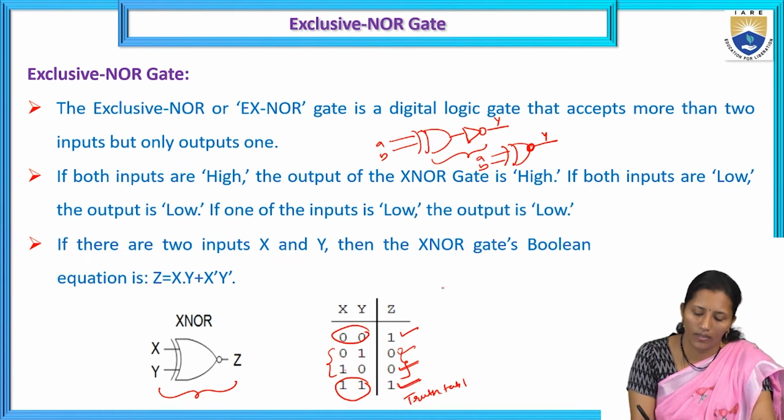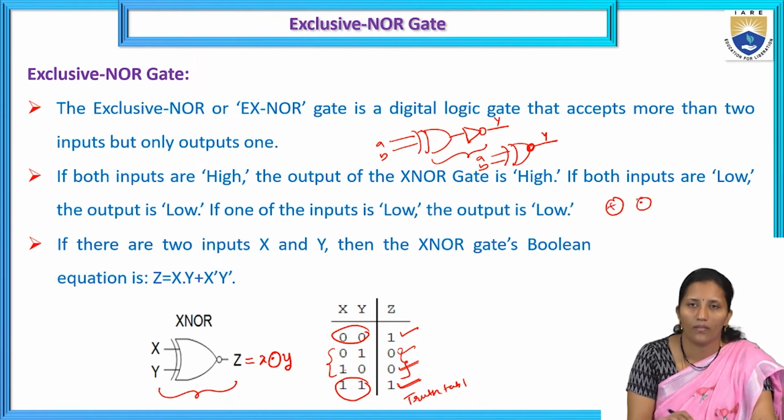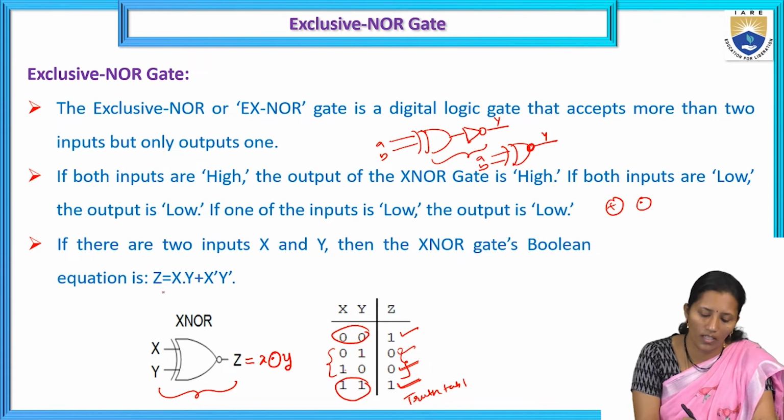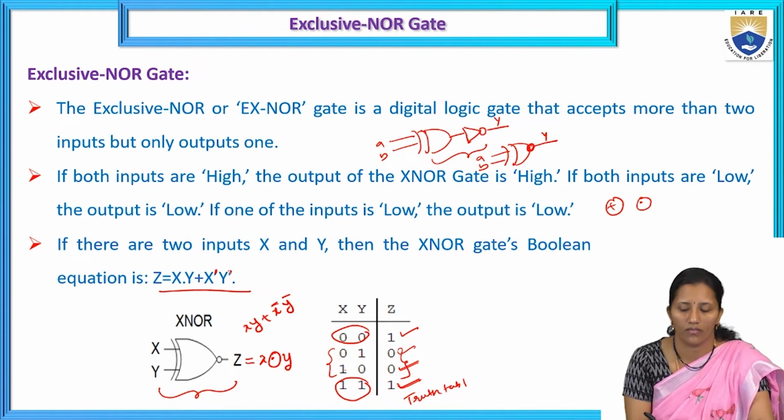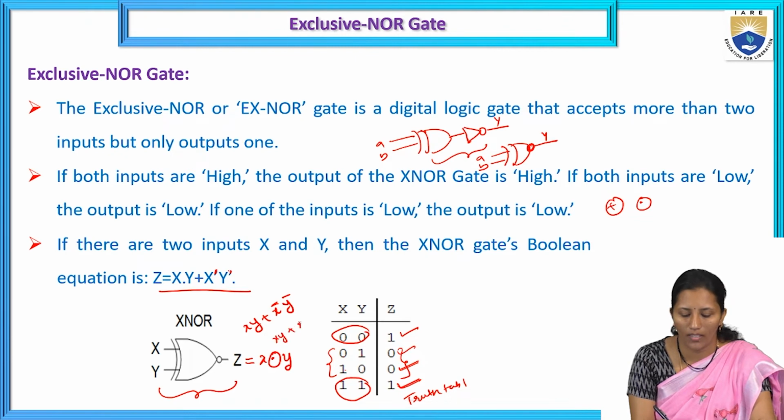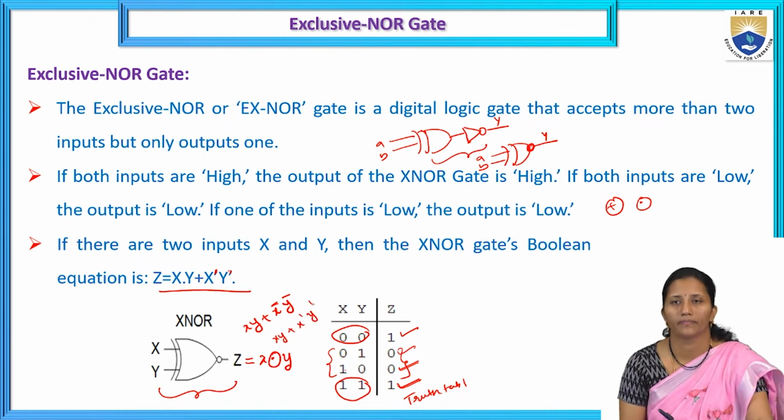So the symbol for the XNOR gate is X XNOR Y. For the XOR gate, we are using this symbol. For the XNOR gate, we are using this symbol. Okay. So the equation for this XNOR function is XY plus X bar Y bar. In some cases we can make a NOT gate function by using this inversion also. So we can write this as XY plus X bar Y bar.